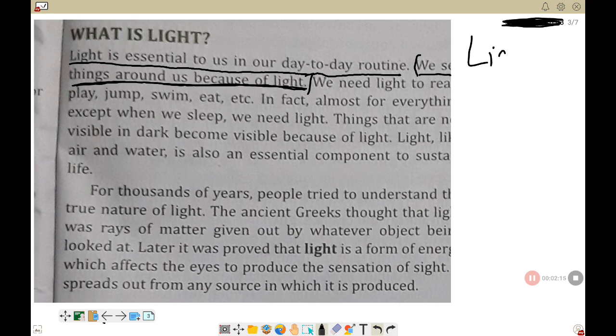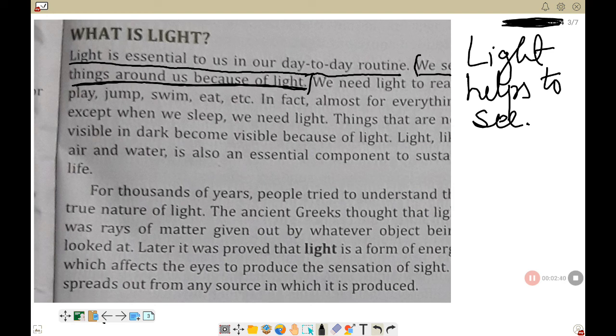So you must understand that light is helping, okay, us to see. Means we can see the things around us. You can see your book, you can see this video, you can see your friends, books, your walls, your surroundings, trees, isn't it? Because light is helping you. The presence of light is making the things visible.